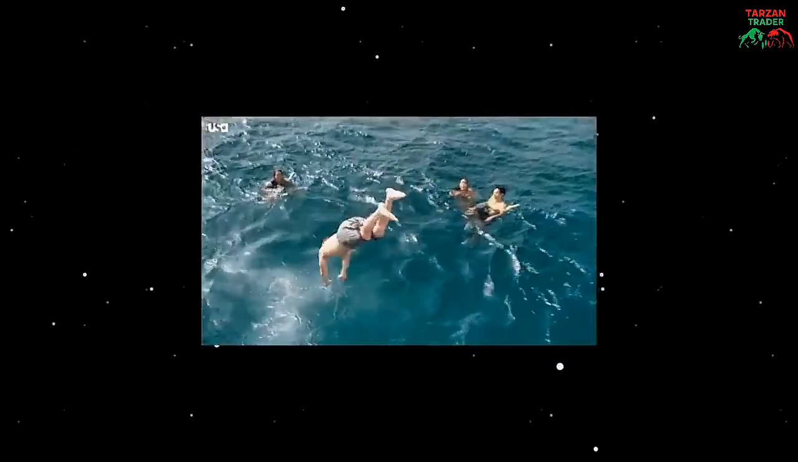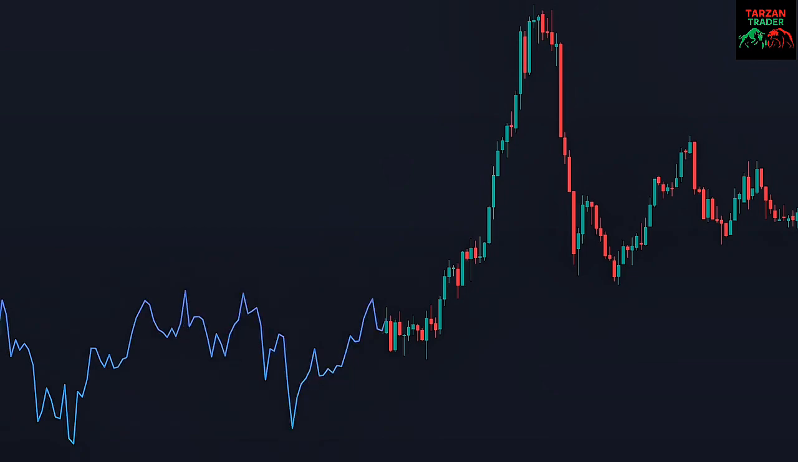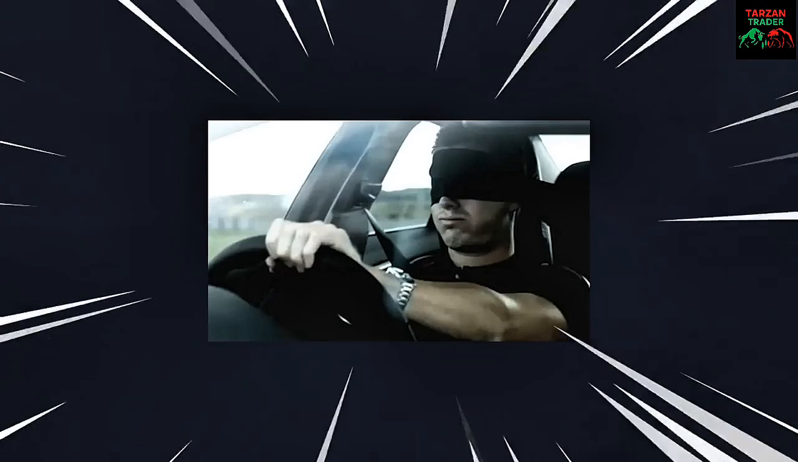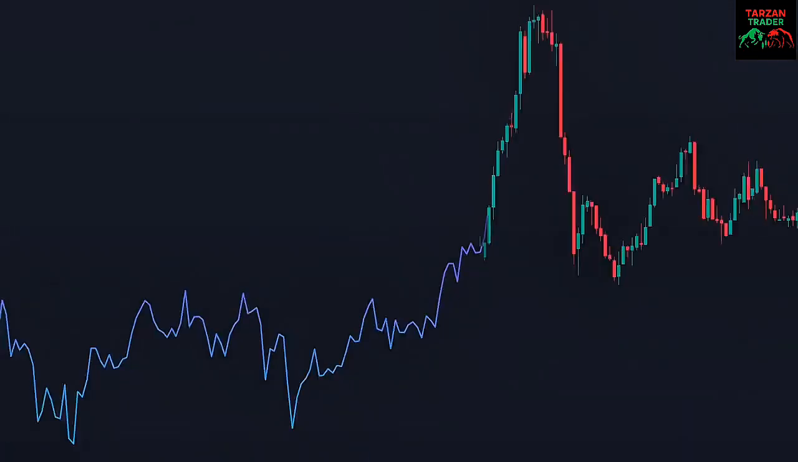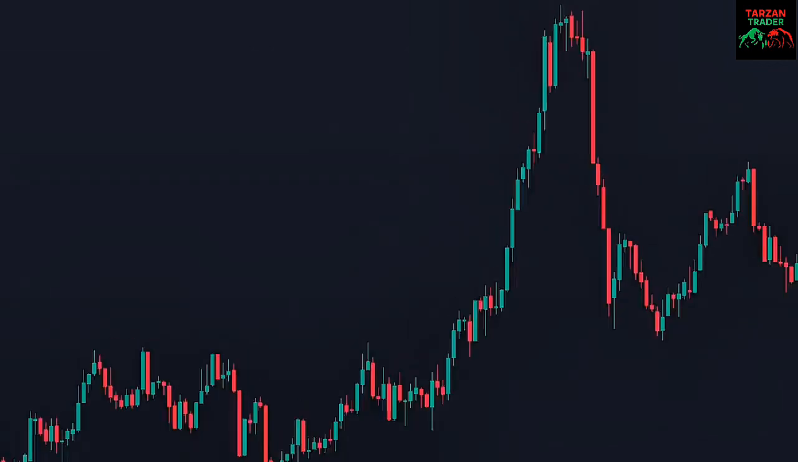Before we dive into these crucial patterns, let me show you why candlestick charts are so much more important than regular line charts. Most beginner traders ask me this question all the time. Why can't I just use line charts? Wouldn't that be simpler? Here's what they don't understand. Line charts only give you one piece of information, the closing price for each period. That's like trying to drive a car with your eyes closed. But candlestick charts, they reveal 4 critical pieces of market intelligence that can make or break your trades.